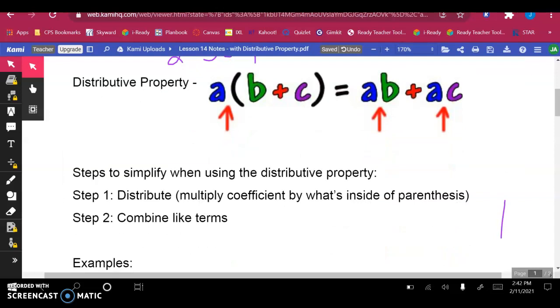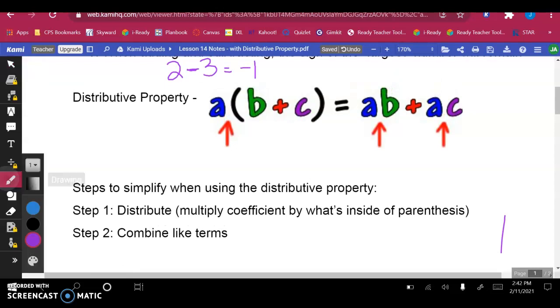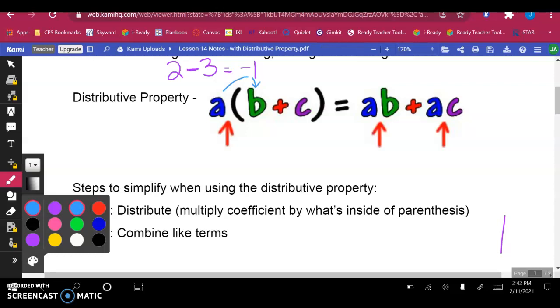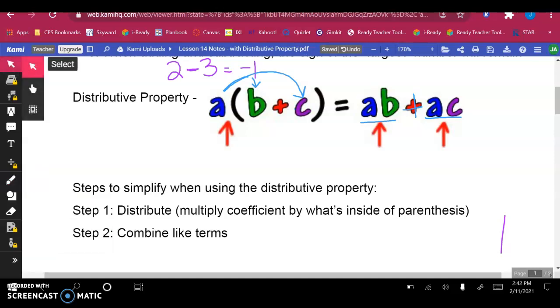The distributive property is what we're adding that's new today. If we have a number outside, like that blue A, a set of parentheses, then you distribute it and multiply it by what's inside of the parentheses. I'm going to take that and multiply it by B. So A times B would look like that. And then I'm going to multiply it by the C as well. A times C would give us AC. And both the A and the C are positive, so that's why this plus sign is there. It's plus AC. So then from there, if you can combine like terms, then you do so.